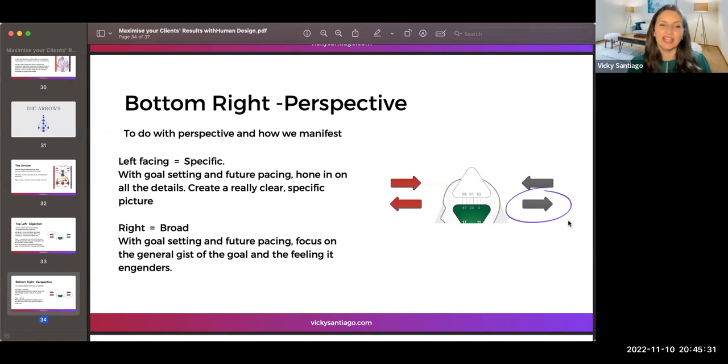If they have a right-facing arrow, then they have a more broad perspective. So with goal setting and future pacing, you want to focus on the general gist of the goal and the feeling that it engenders, right? So you're not going to worry so much about doing a future pacing where you're talking about the specifics of the outfit. You're just going to focus on they're wearing their favorite outfit and they feel amazing. Make sense? Awesome.